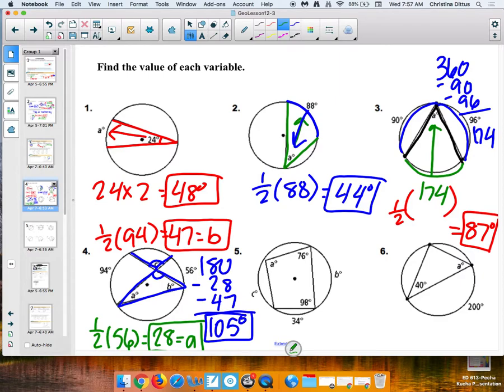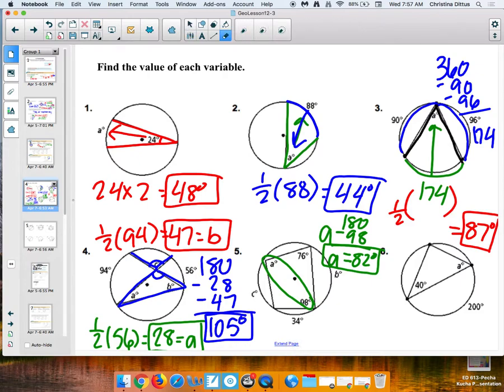Okay. Quadrilaterals, that thing we just had. In quadrilaterals, opposites are supplementary. So those have to be supplementary. To find A is not bad. We take 180 minus that 98, and A is 82. That's that little corollary. The last one, on the right.